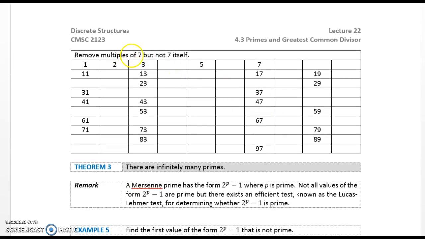Finally, what we do is remove multiples of 7, but not 7 itself. And so what we have remaining here are all the prime numbers between 1 and 100, including 1, well, 1 isn't prime, 2, 3, 5, 7, 11, 13, 17, 19, 31, and so on.